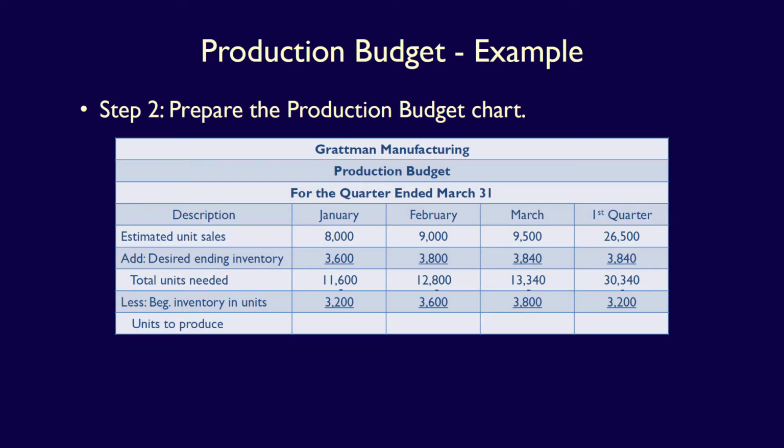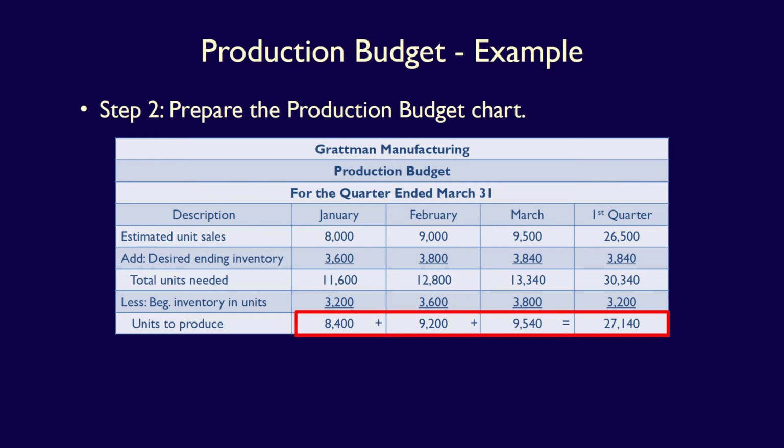As you can see on the chart, we can apply the formula to each month and the first quarter. For January, 11,600 units minus 3,200 units is equal to 8,400 units. That's the number of units we need to produce in January. For February, 12,800 units minus 3,600 units is equal to 9,200 units. For March, 13,340 units minus 3,800 units is equal to 9,540 units. And for the first quarter, 30,340 units minus 3,200 units is equal to 27,140 units.